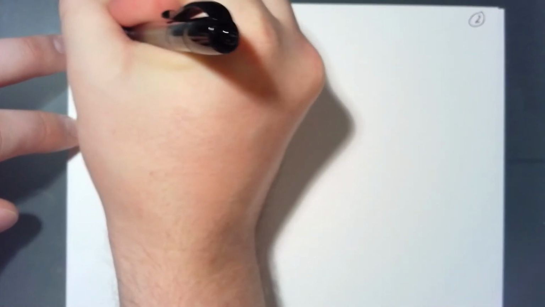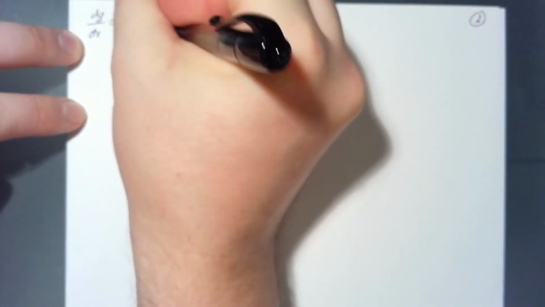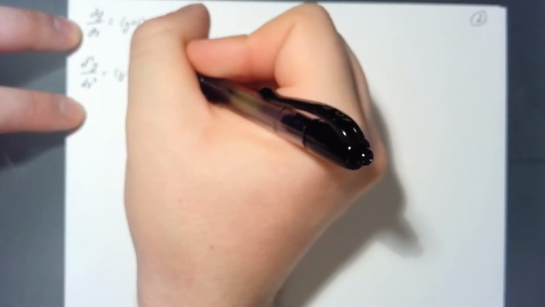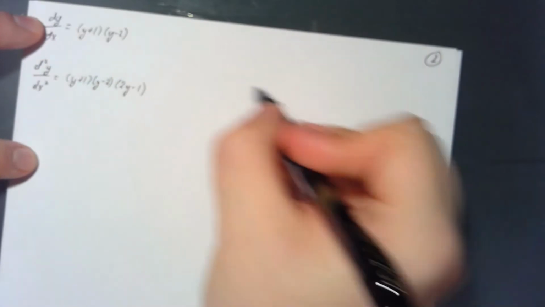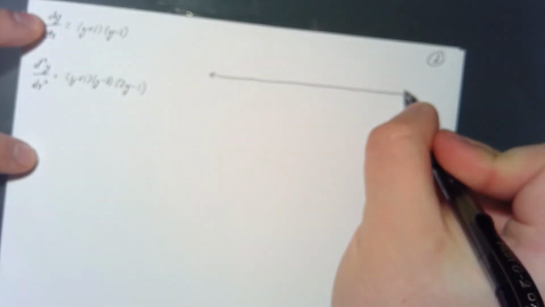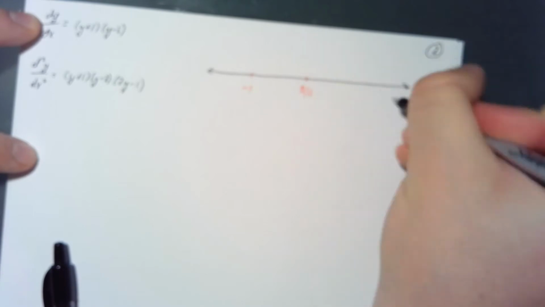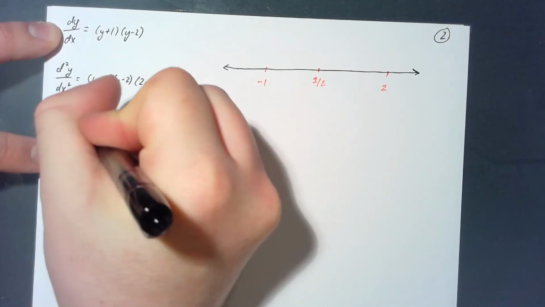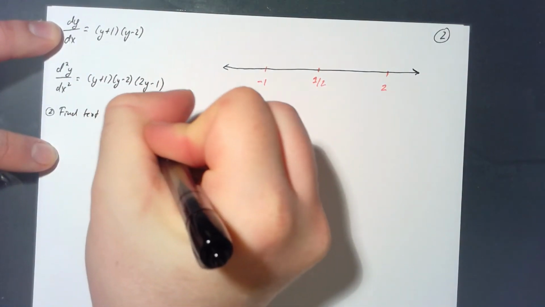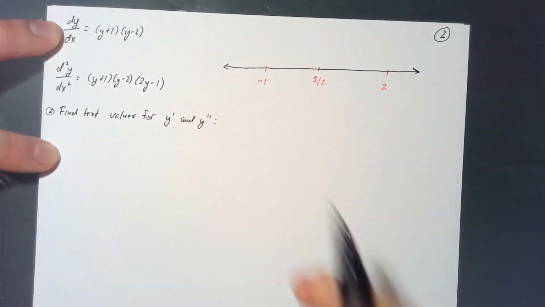So our curve, we had dy/dx equals y plus 1 times y minus 2, and the second derivative was y plus 1 times y minus 2 times 2y minus 1. And here was our phase line. So I had negative 1, 1/2, and 2. So now I'm going to do some test values for y prime and y double prime.